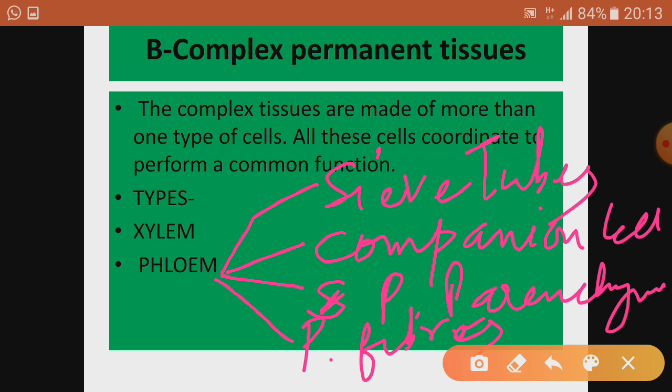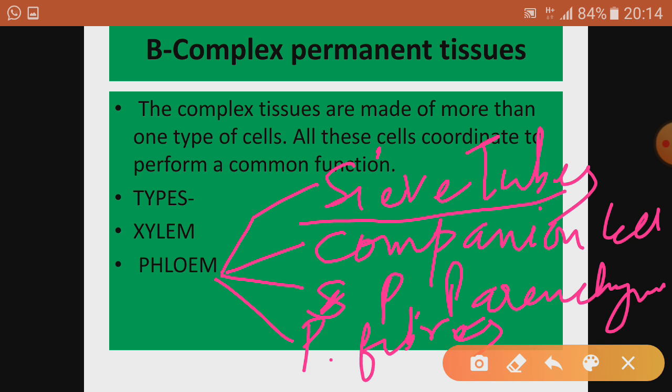So these are the 4 different kinds of cells which make a complex permanent tissue called phloem. You know, xylem helps in conduction of water. In the same way, phloem helps in conduction of food. Food will be conducted to different parts of the plant from the leaves via sieve tubes.